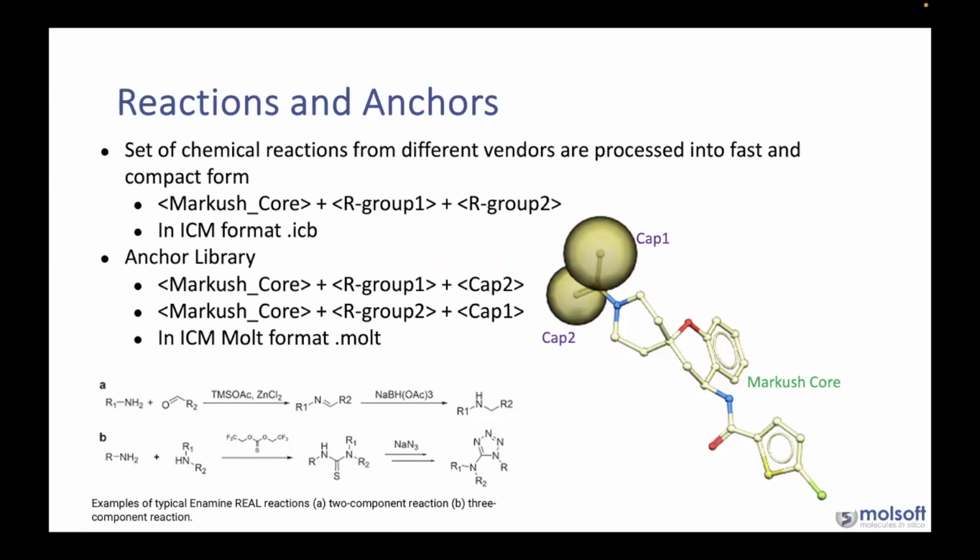Okay, so you download a set of chemical reactions from different vendors into a compact form. These contain the Markush core and the R groups 1 and 2, and they're saved in ICB format. You also need to download the anchor libraries. So you have the anchor, which we saw, and then you have these caps where the R group 1 and R group 2 are placed.